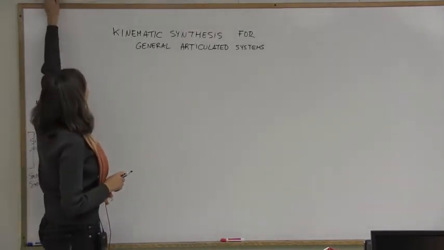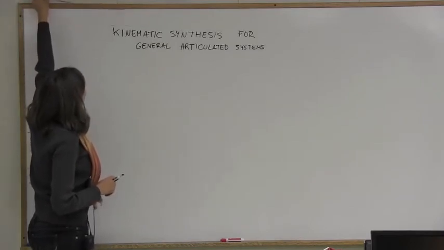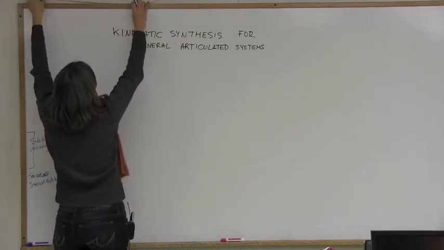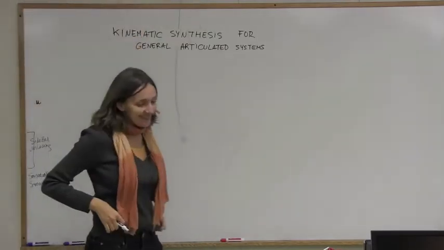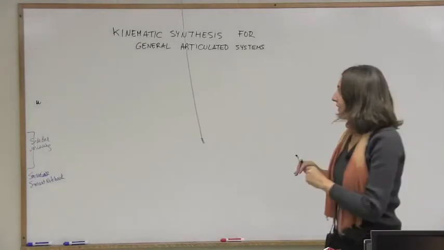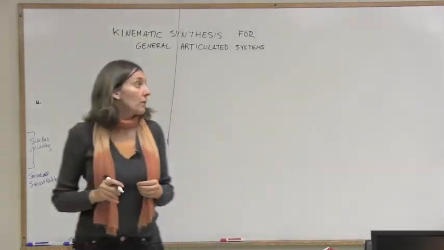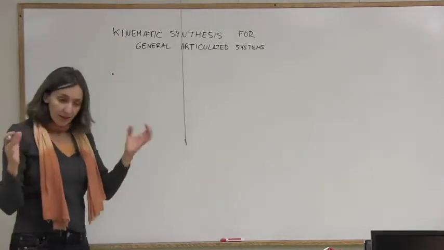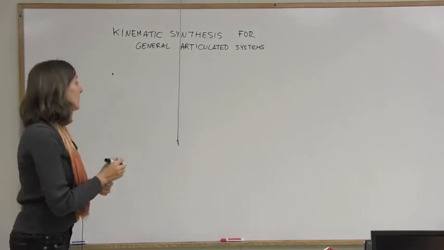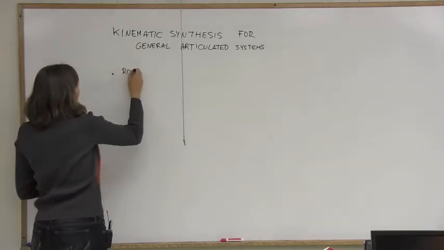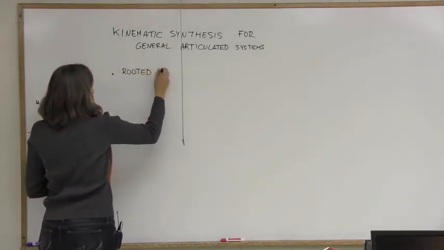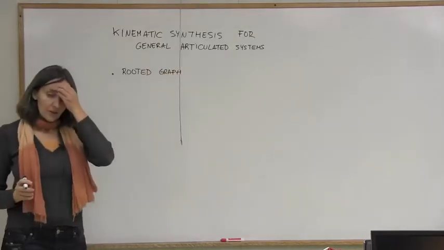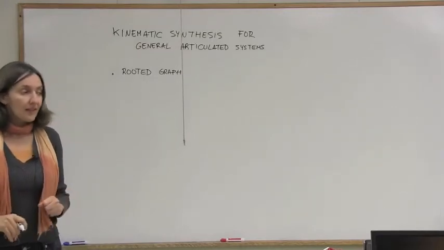And we already talked enough about the task and how to define the task, and that is not going to change much. So let's start with talking about the structure that we are going to use. Remember that we can always represent any articulated system with a rooted graph, and that is going to be important in order to calculate some of the parameters for the exact synthesis.